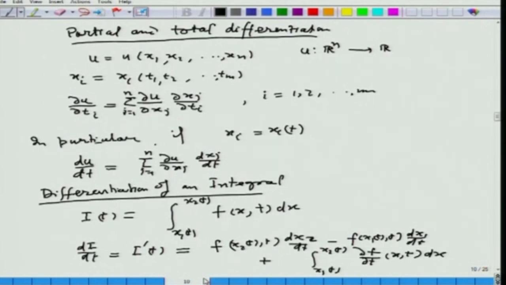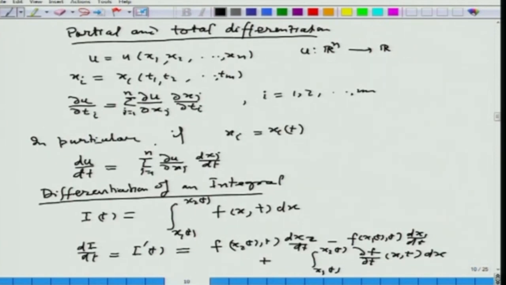Then we consider partial and total differentiation of a function of several variables. In the first case, the function u is a function of n variables x1, x2, xn, so it is a function from Rn to R such that the first order partial derivatives exist with respect to its variables. And then the xi's are in turn functions of several variables t1, t2, tm. Then the partial derivative del u over del ti can be defined like this. And in particular, if the xi's are functions of only a single variable, then this partial derivative with respect to t reduces to the ordinary derivative du by dt in the following manner.